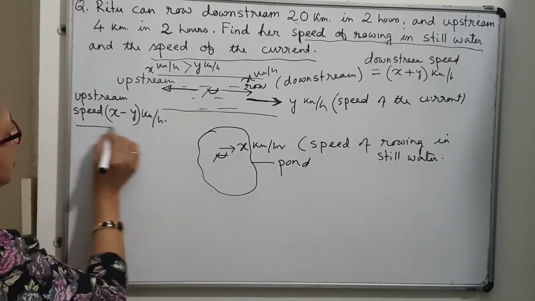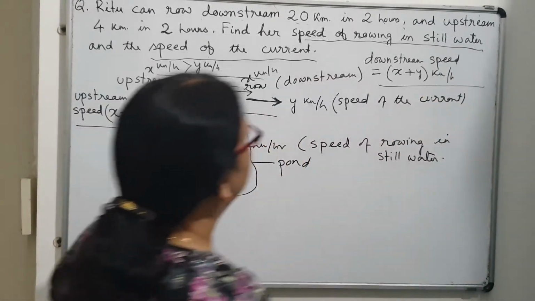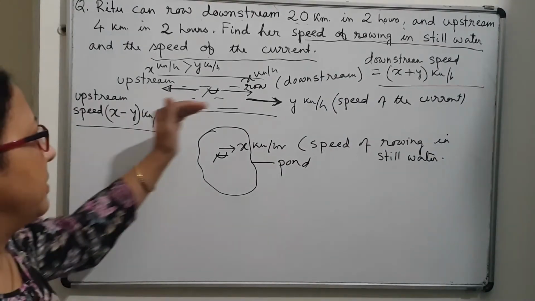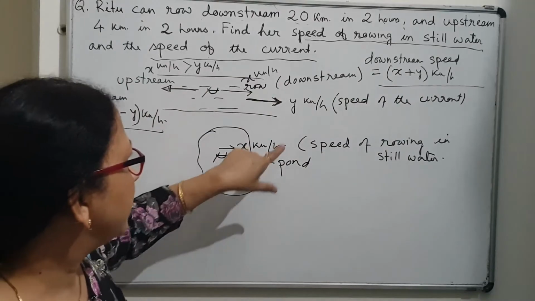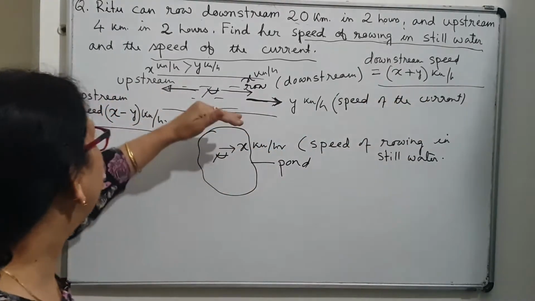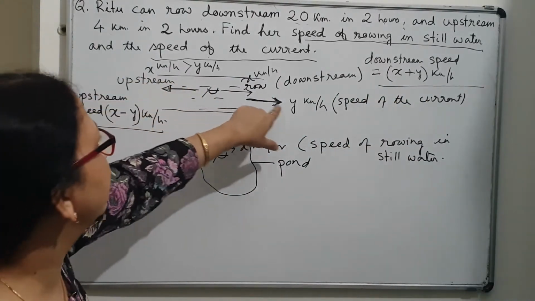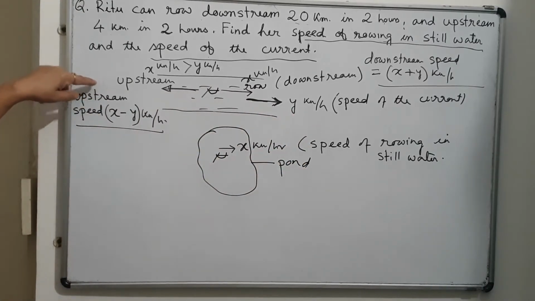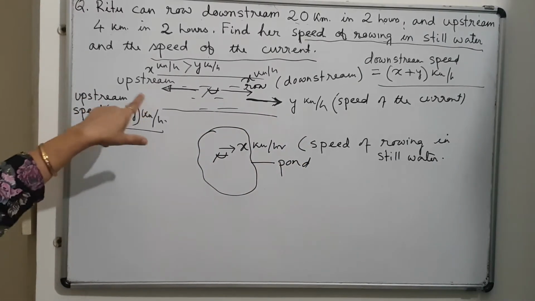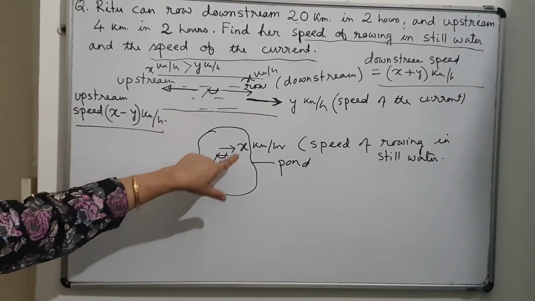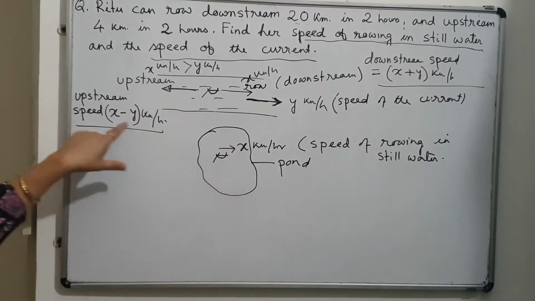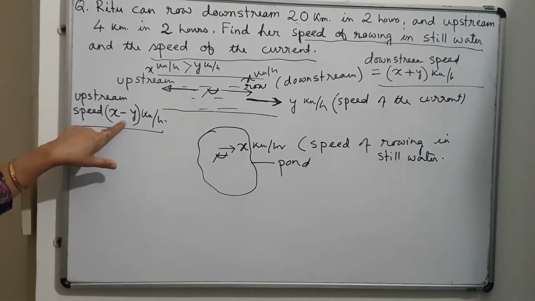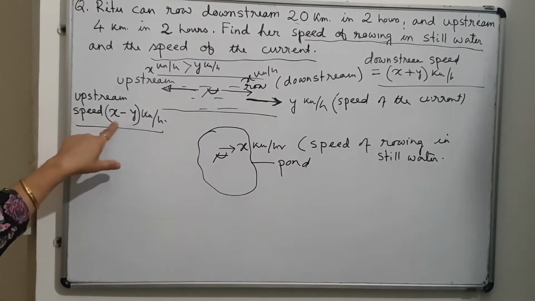So these two things you have to be very clear about. When rowing in the same direction, downstream speed is more, simply the addition of the speed in standstill plus the speed of water flow. And when the rowing is in the opposite direction of the water flow, we call it upstream, and the upstream speed is less, decreased by the speed of the current from the standstill speed. So x minus y is the upstream speed. It is always the speed of rowing minus the speed of the current.